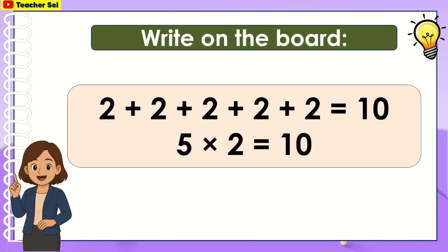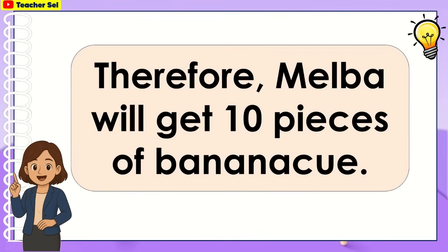2 plus 2 plus 2 plus 2 plus 2 equals 10. 5 times 2 equals 10. Therefore, Melba will get 10 pieces of banana Q.